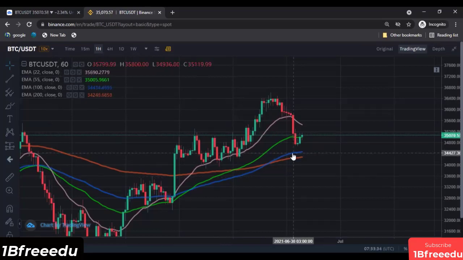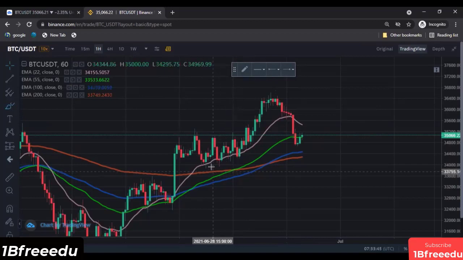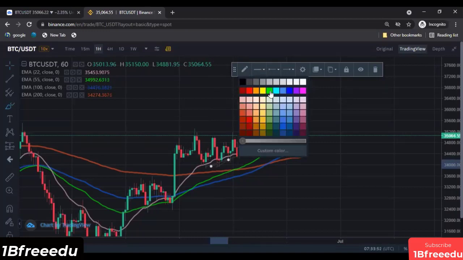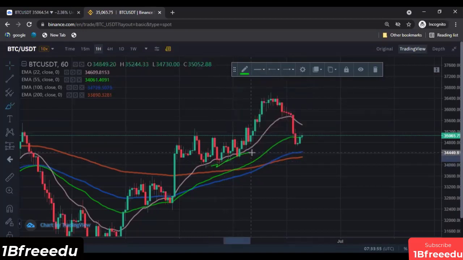What these moving averages basically show is potentially, as I've discussed with you, the support and resistance. And we can clearly see here, as you can see, that whenever it has touched this 22 EMA, it has bounced back. And again, it has bounced back. Again, it has bounced back. And then it came near it, and then it bounced back.